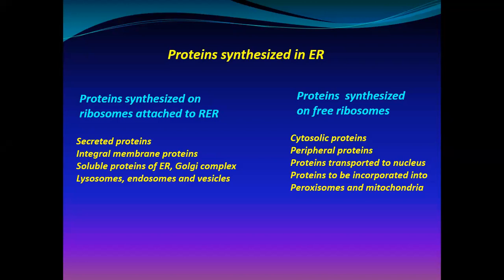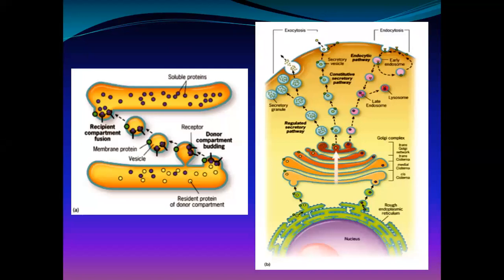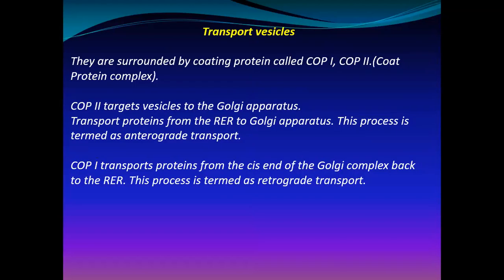Okay, so when these proteins are synthesized on the ribosome, they are packaged in vesicles, and then the vesicle is transported between two compartments. This picture is not very clear. I will come to that picture in another place. These vesicles which transport the proteins are called transport vesicles. Understand? These transport vesicles are surrounded by a coating protein.